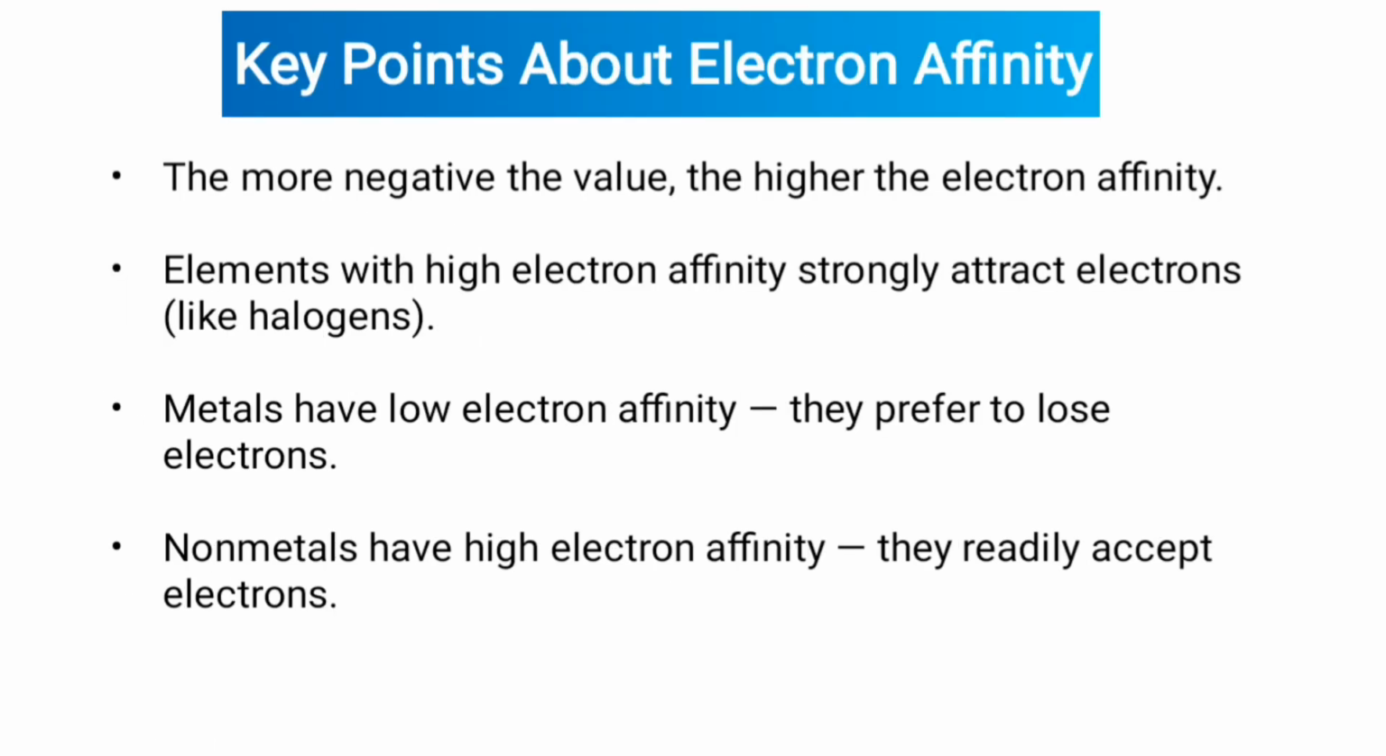Now, key points about electron affinity. Dear student, the more negative the value, the higher the electron affinity. Elements with high electron affinity strongly attract electrons, like halogens. Metals have low electron affinity. They prefer to lose electrons. Non-metals have high electron affinity. They readily accept electrons.